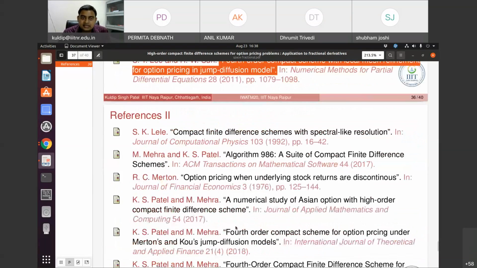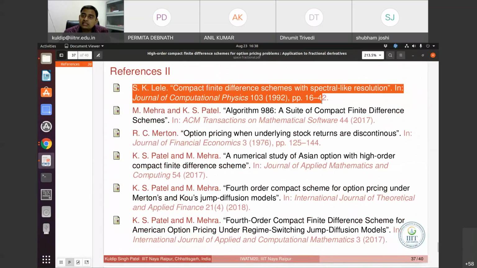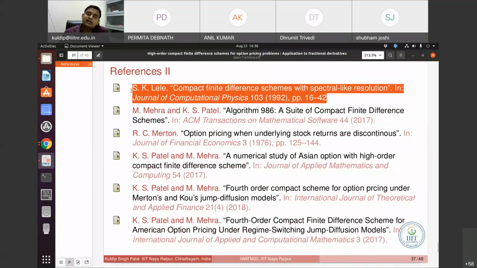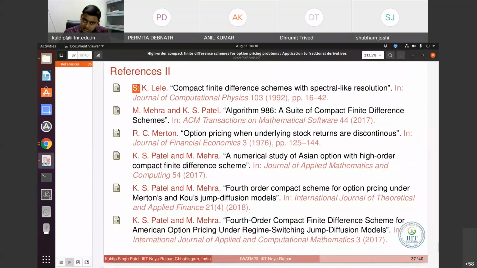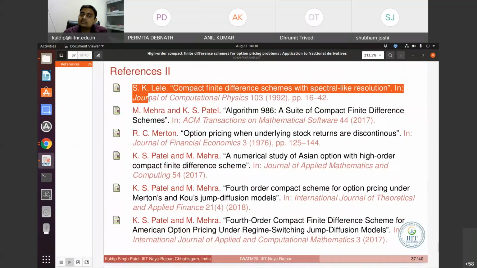And then, this is the paper for those who want to work on Fourier analysis, which I mentioned, and a lot more can be done here. This is the paper by Lele. It is also a very highly cited paper. In this paper, one can see how this Fourier analysis affects the solution.